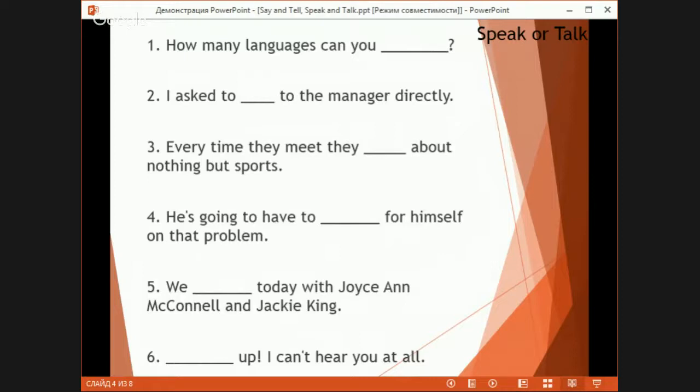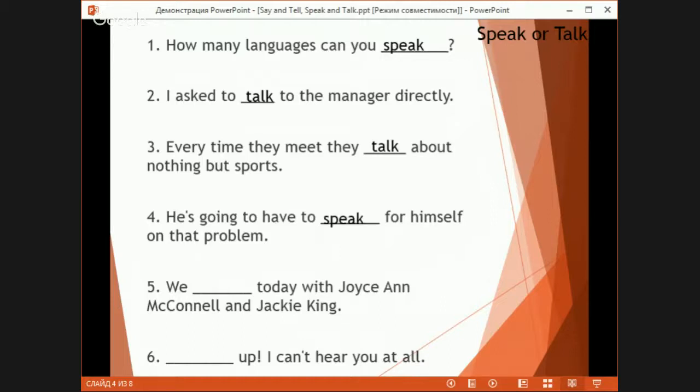Let's look. I think it's very easy, so we will do it quickly. How many languages can you speak? Talking about languages, we say speak. I asked to talk to the manager directly. To talk, in this case, is more like maybe informal conversation. Every time they meet, they talk about nothing but sports. For sure, this is talk because it's informal.